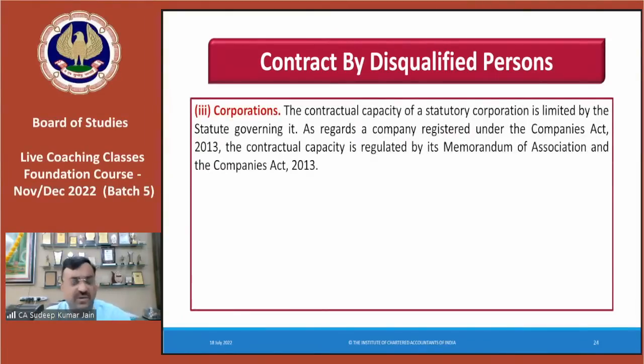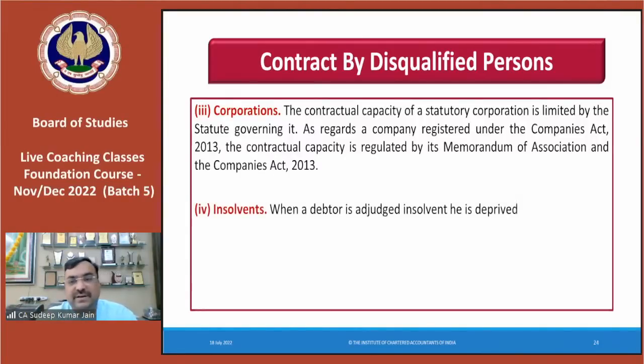Corporations means companies. Law says there are separate rules for corporations in the form of the memorandum of association and the company's law. So they are separate laws, so that law will prevail. The Indian Contract Act will not be applicable for those cases. But general law will always be applicable in a special case if something is missing in the special law.